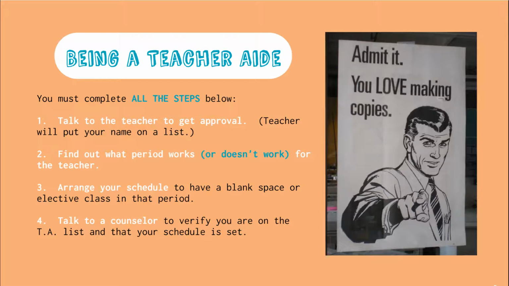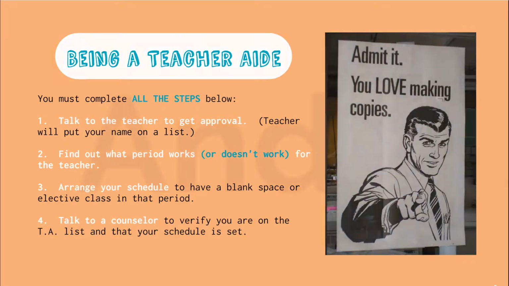If you want to be a teacher's aide, that also is a different process. You have to talk to the teacher to get approval. The teacher will give us, the counselors, your name. You need to find out what period is going to work in your schedule, make sure it works with the teacher, and then you need to make sure that you let a counselor know that you want that TA to go into that spot on your schedule.